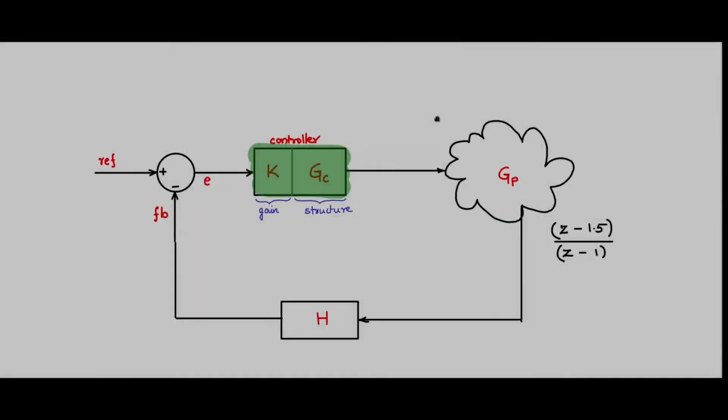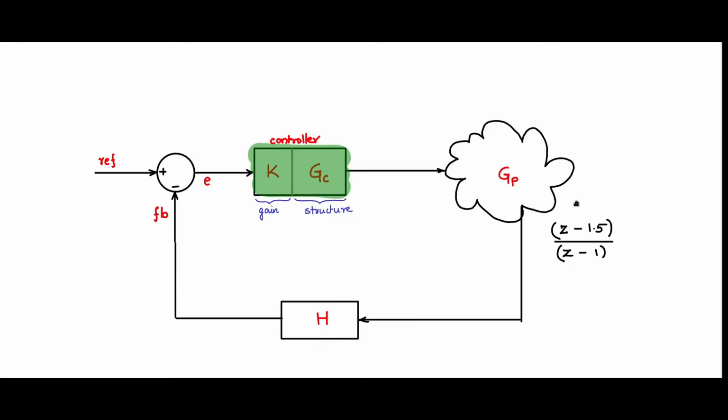There is another class of systems that we need to consider. Consider this plant. The pole is at z is equal to 1. The problem is in the numerator, the 0. The 0 is at z is equal to 1.5, which is outside the unit circle. So this will reflect as a 0 on the right of the S-plane in a continuous domain system.